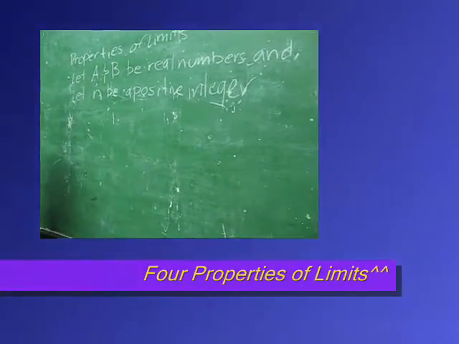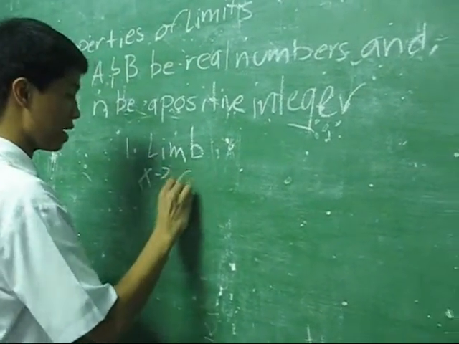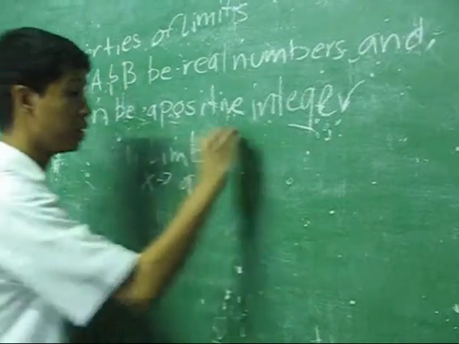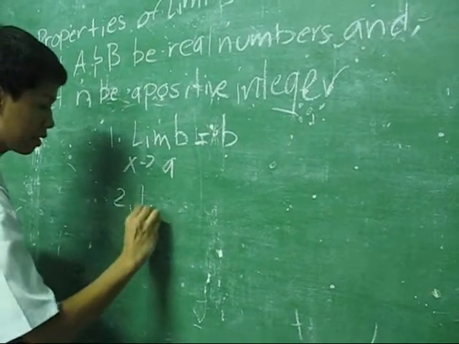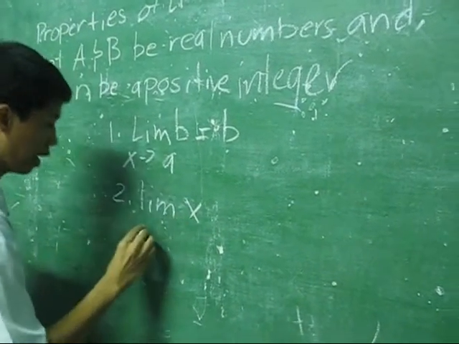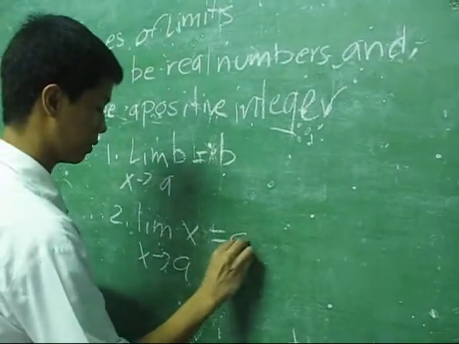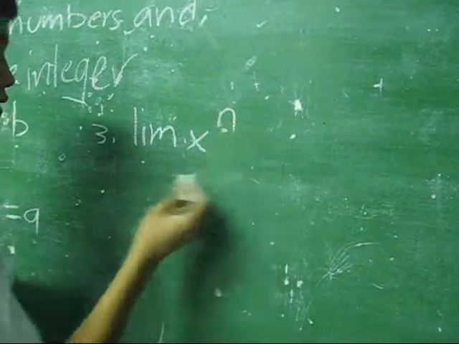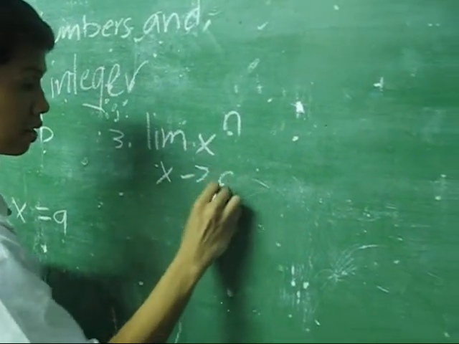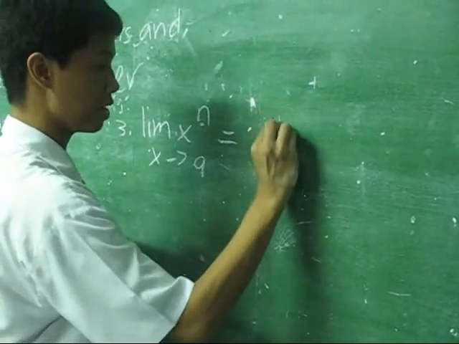The first property: limit of b as x approaches a is equal to b. Second property: limit of x as x approaches a is equal to a. Third property: limit of x raised to n as x approaches a is equal to a raised to n.